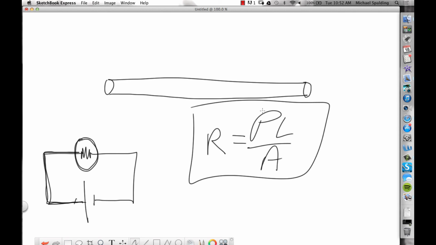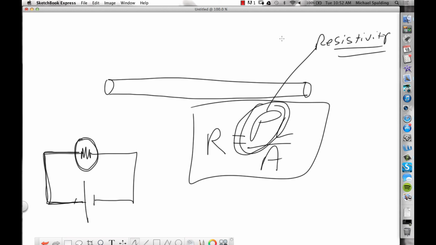Resistance equals, now this cursive rho there is called resistivity. And all materials have their own resistivity. You got to look it up in the book. Copper has its own. Steel, aluminum, wood, plastic, rubber, you name it. If it's a material, it has a resistivity. So you got to look that up. It's unique to each material.